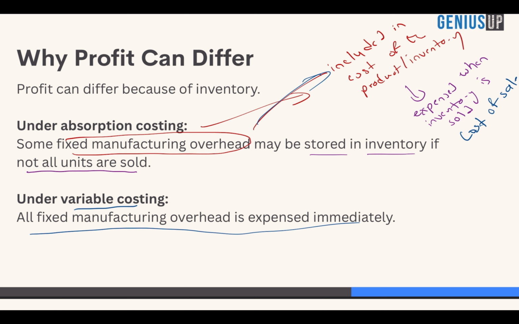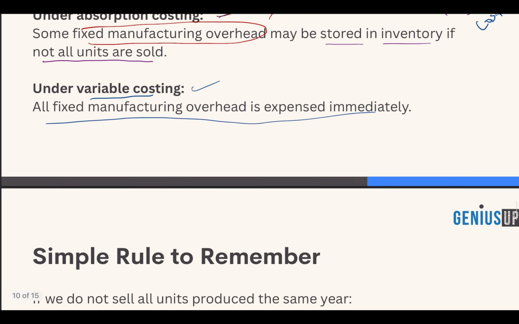Under variable costing, we expense all of them immediately. However, under absorption costing, we store them in inventory and we only expense them when these units are sold. So if we don't sell all of them in this current financial year, some of these fixed manufacturing overheads won't be expensed this year. Therefore, it will cause the profit to differ between the two methods. So it's really important to understand the flow of these fixed manufacturing overheads in the two costing systems.